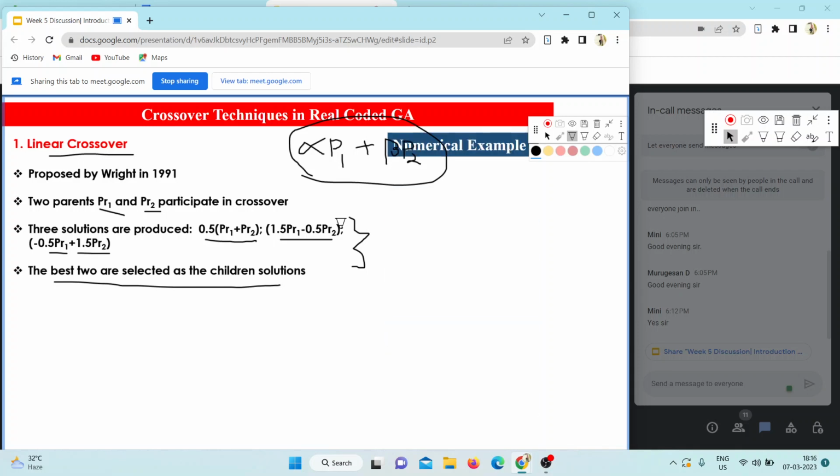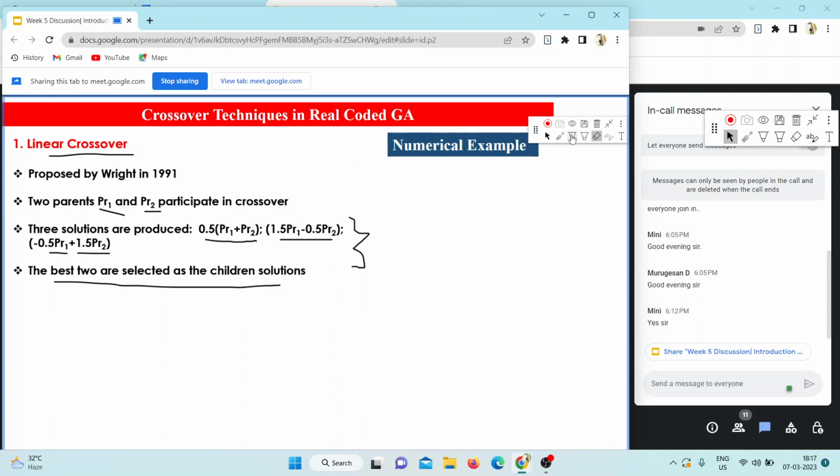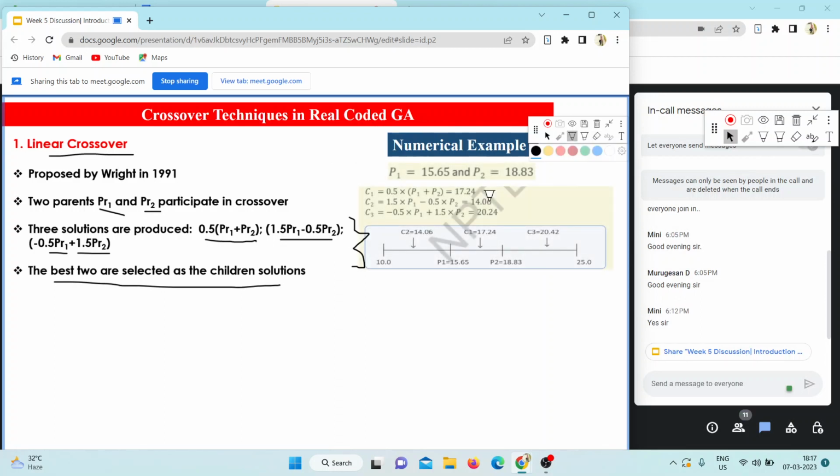Now let's see linear crossover with an example. There are two parents, P1 with 15.65 and parent 2 with 18.83, and we have to do linear crossover to get the children solutions. As I have already told, these are the three children solutions that will be forming.